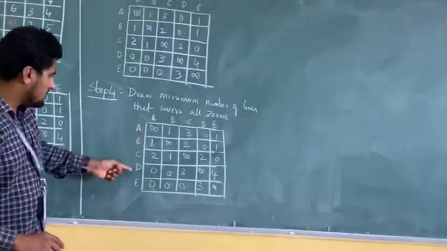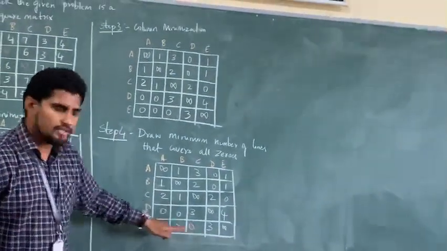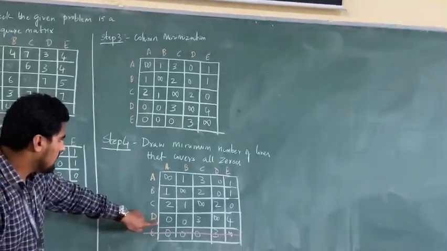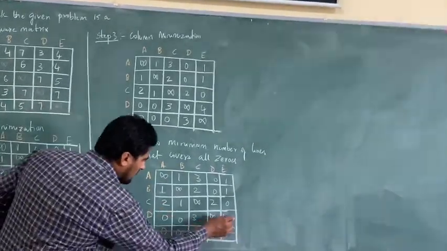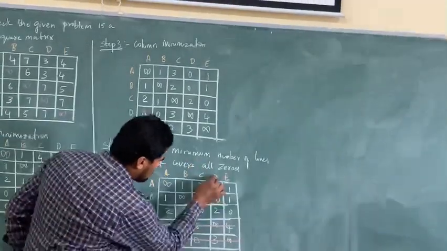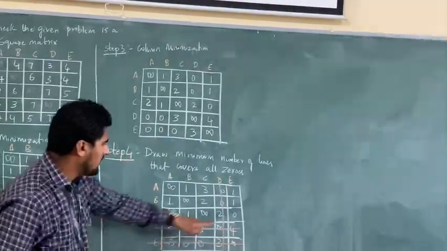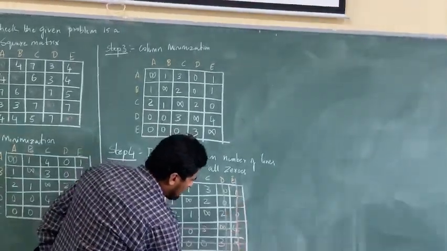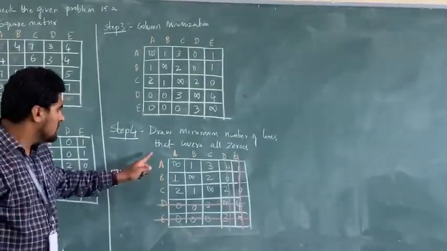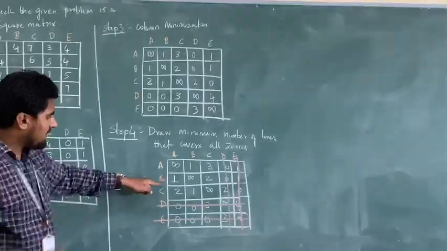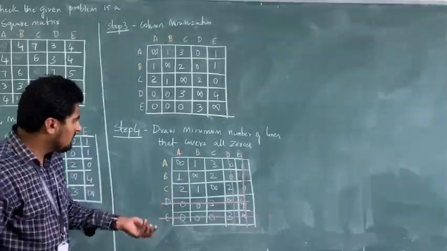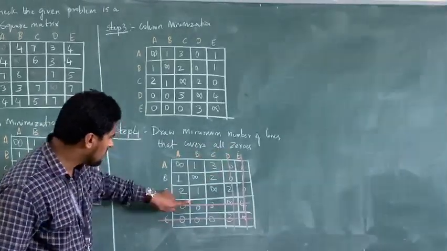So by seeing this matrix, we can say there are 3 zeros here. So I'll strike off this row, and again here I have 2 zeros. I'll strike off this row, and again here I have 2 zeros. I'll strike off this row, and here I have 1 zero. I'll strike off this row. Okay, so what is the next step? So here we need to check how many lines we have drawn in order to cover all zeros. Here we have drawn only 1, 2, 3, 4.